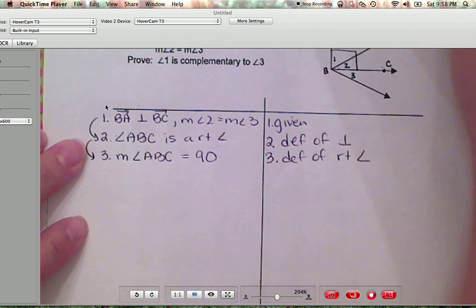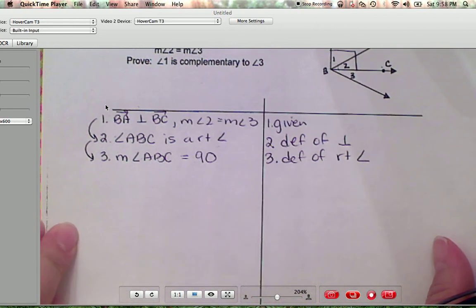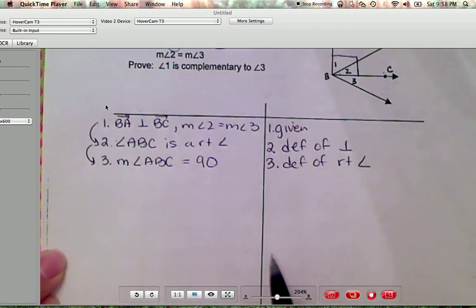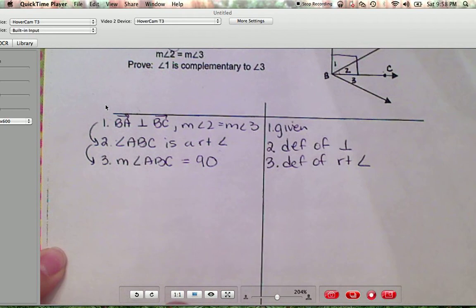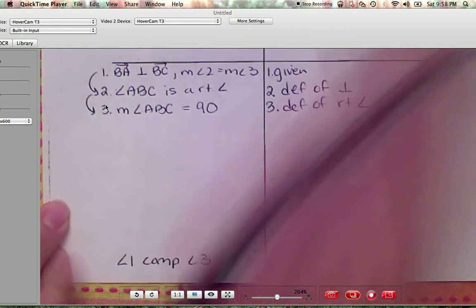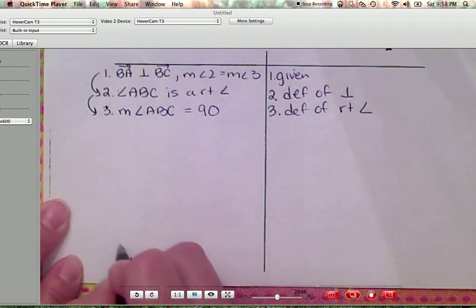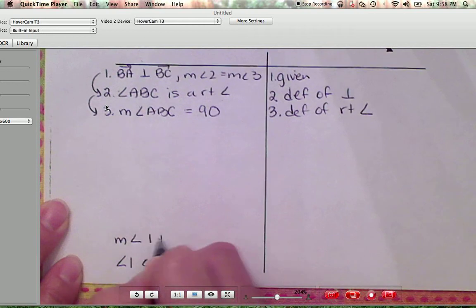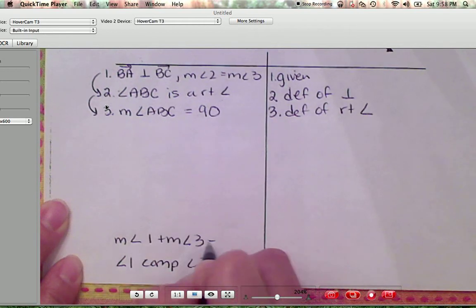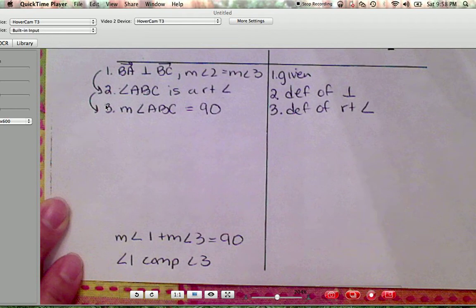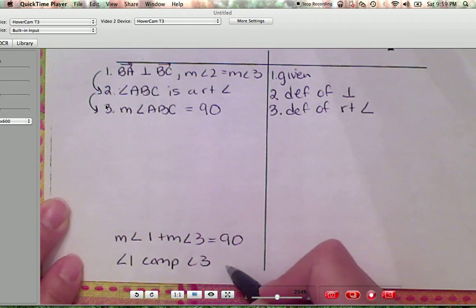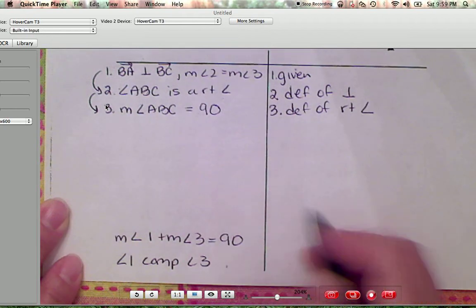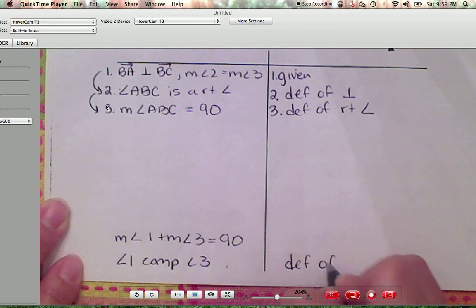Alright, so as we move down here, we could go ahead and put in our complementary. Angle 1 is complementary to angle 3. I'm putting it all the way down here. Okay. And we can undo that wordy statement. That must mean that the measure of angle 1 plus the measure of angle 3 equals 90 degrees. And this, at the end of that pairing, is where you put your definition. Definition of complementary, the end.